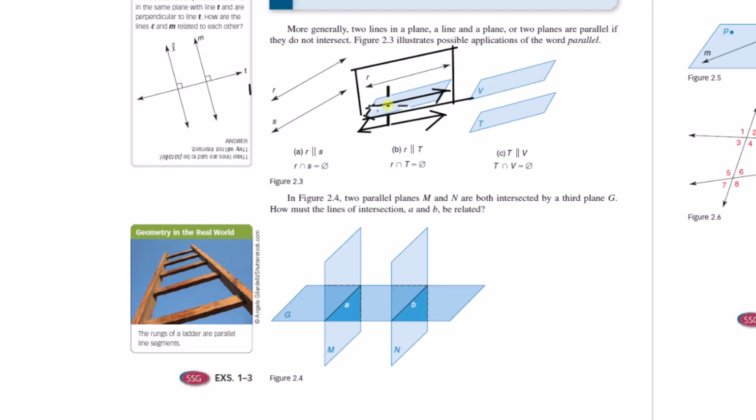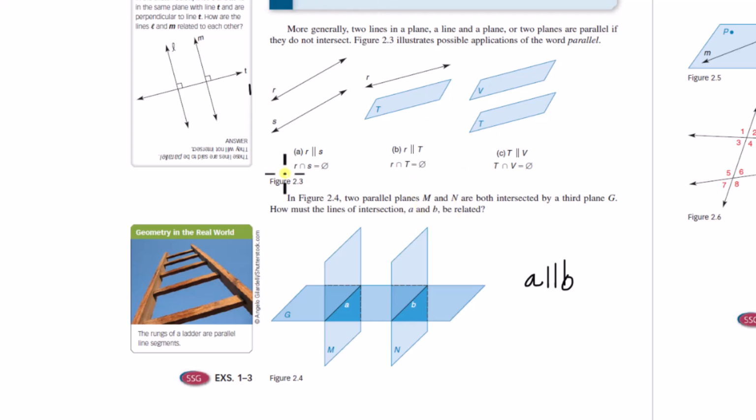Okay, so if we come back to the original question, we've got these two parallel planes, and then we've drawn a third plane that intersects both of those planes, not necessarily in a perpendicular way. Does that additional fact give us some information about lines A and B? Well, that means A is parallel to B. Line A is parallel to line B. That's the parallel notation.